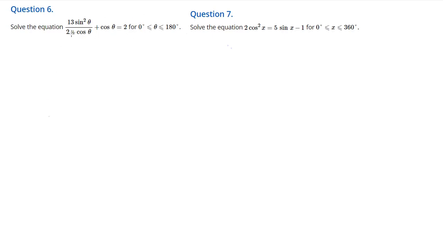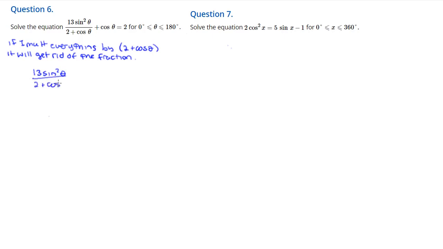For problem number 6, we've got this big old fraction plus cosine equal to 2, and we've got to solve it. What I'm thinking is if I multiply everything by this denominator, it's going to get rid of this fraction. So let's go ahead and try that. But keep in mind, if you're going to do something like this, you've got to multiply everything by 2 plus cosine theta. So here we go, writing the problem down.